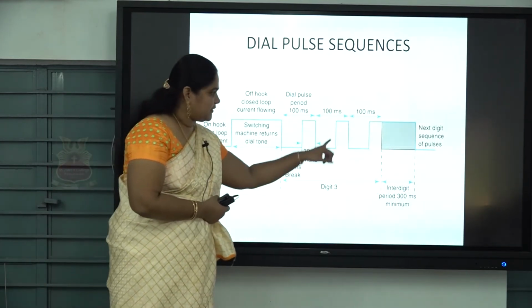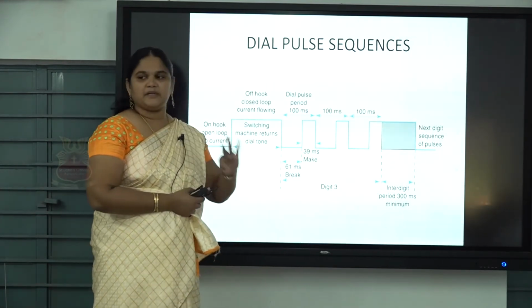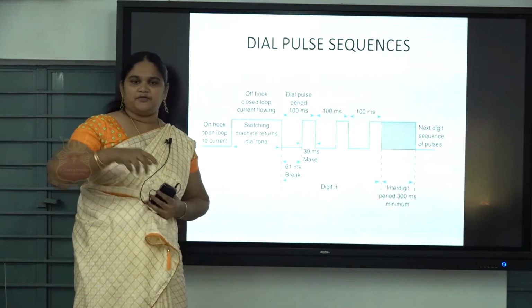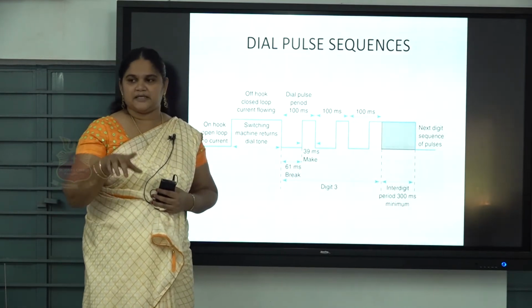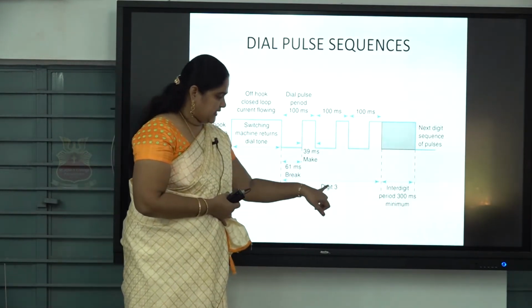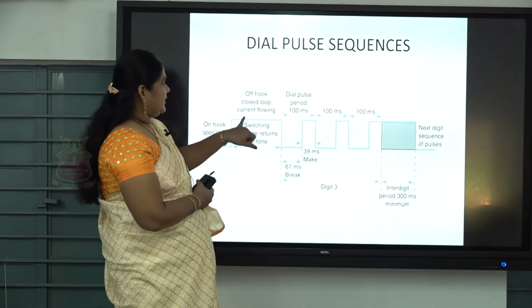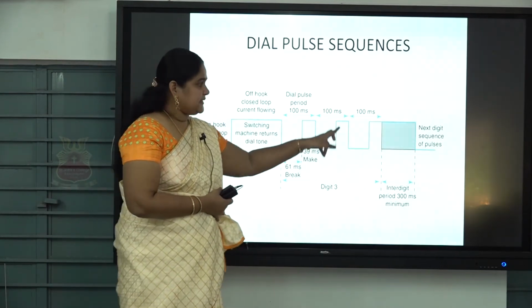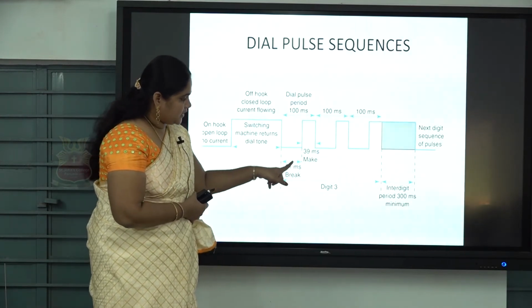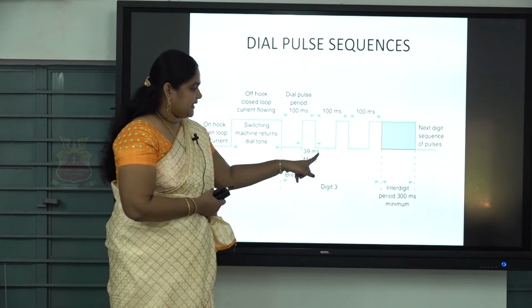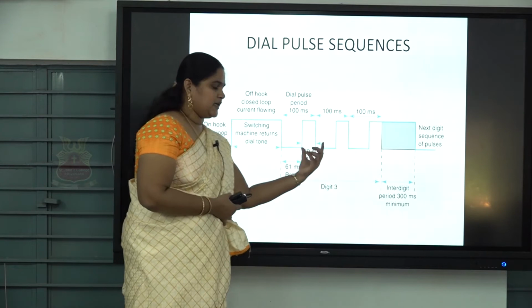For example, here we press digit 3. Digit 3 means there will be 300 milliseconds. If you dial 5, it is 500 milliseconds. If you dial 6, it is 600 milliseconds. Here for digit 3, it is 100 milliseconds, 100 milliseconds, 100 milliseconds, totally 300 milliseconds. In the 300 milliseconds, each 100 millisecond is subdivided into a 61 millisecond break and a 39 millisecond make. So 3 pairs of break and make signals will be there.